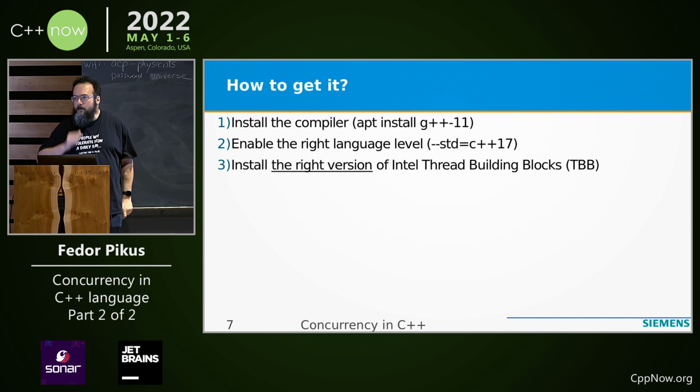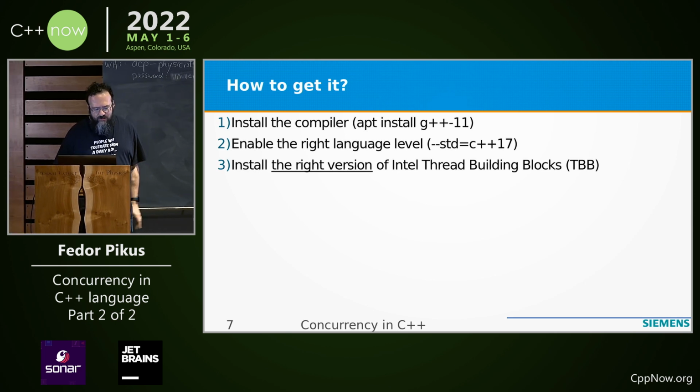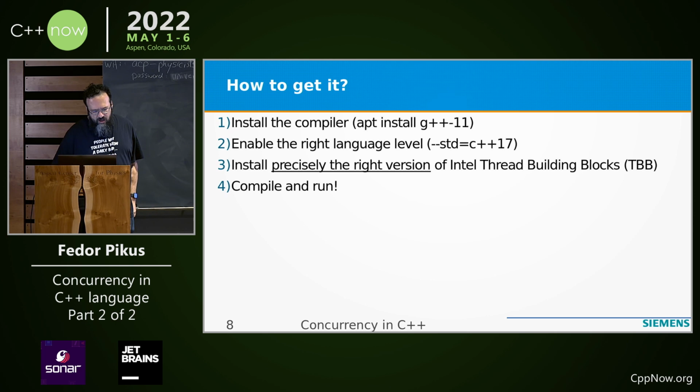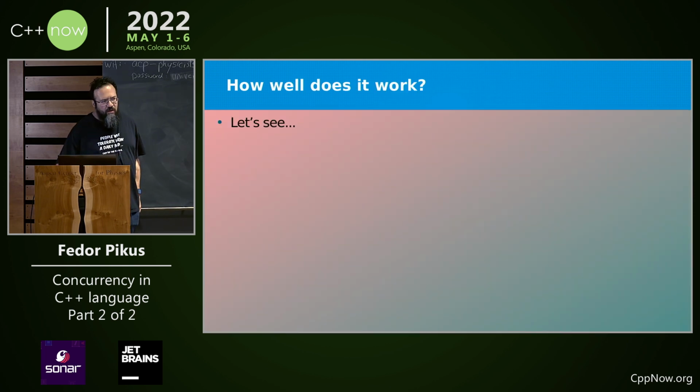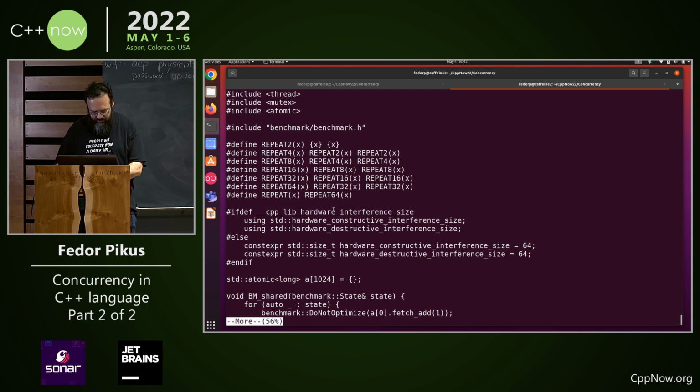Quick comment. MSVC works out of the library, so you don't need TBB for it. Okay. Since I never used it, I just don't know. But Clang works the same way. Clang, by the way, just uses GCC's version of parallel STL. Okay, once you get precisely the right version of TBB, it will work. Well, let's see how well it works.